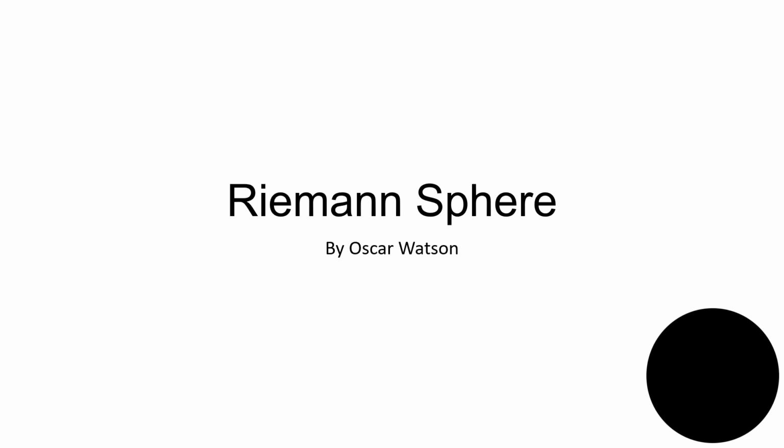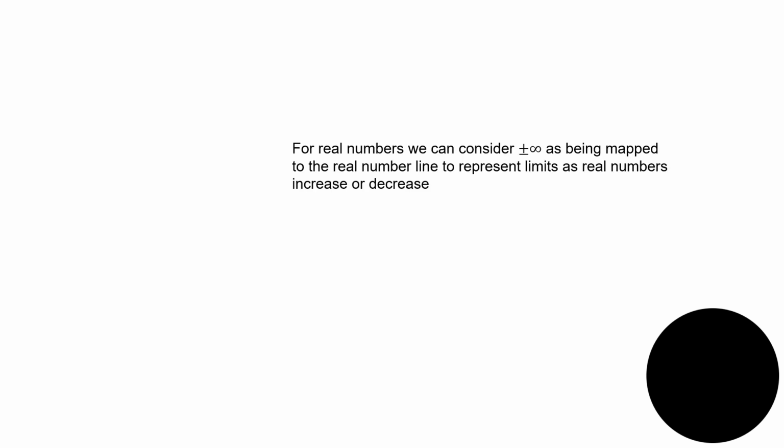So today we're going to talk about what a Riemann sphere is and how it relates infinity to complex numbers. Whilst infinity is a fundamental concept for complex analysis, it is defined as not being either a real or a complex number. Whilst for real numbers we consider plus minus infinity as being mapped to the real number line to represent limits as real numbers increase or decrease without bound.